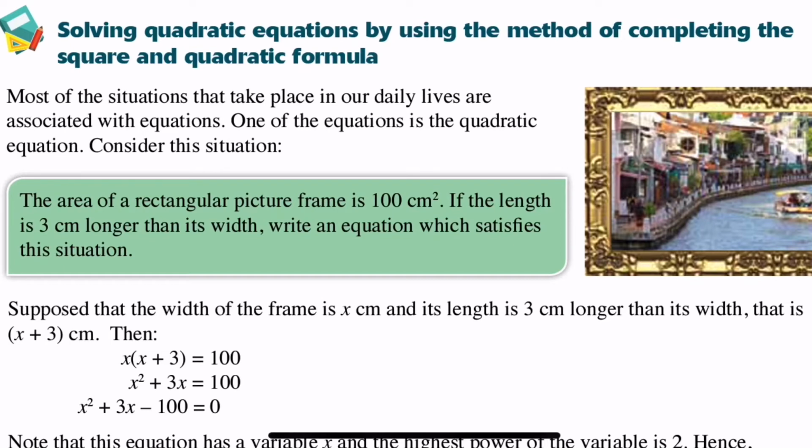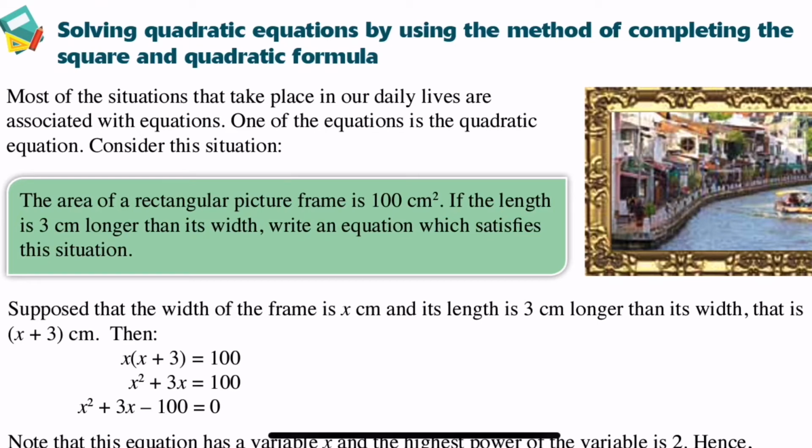This is a hard question. They give you a photo frame, so you need to think based on the photo frame. The keyword is area of a rectangle. Based on the area, we have to find the width and length of the rectangular shape, and then we just multiply length and width to get the area, right? So we take x times (x plus 3) is equal to 100 centimeter square.